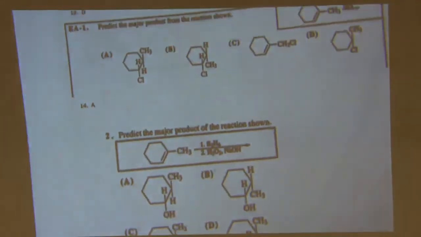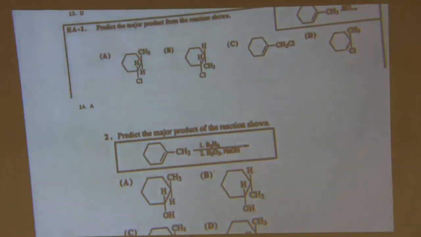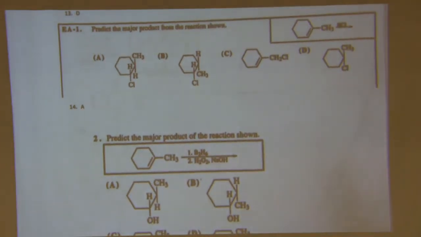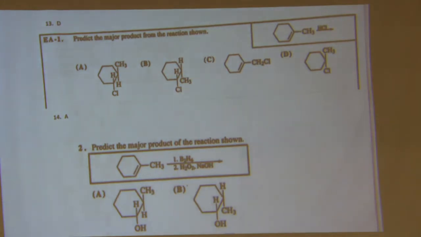Okay, predict the major product. This is kind of like the other ones. So is this 1-step or 2-step? 2-step. So we have a carbocation rearrangement, so it's going to go to the more substituted carbon, right? So our Cl is going to add to the more substituted carbon.